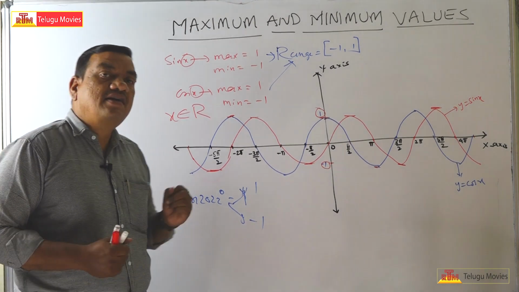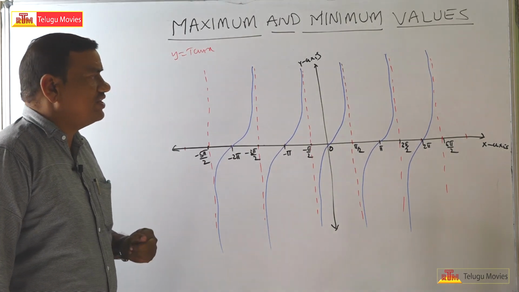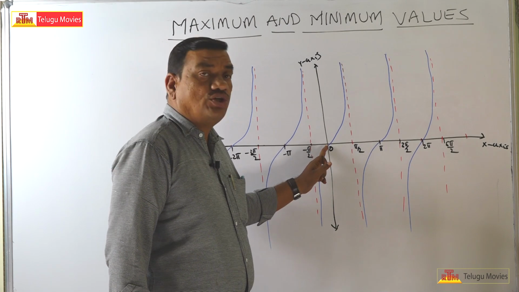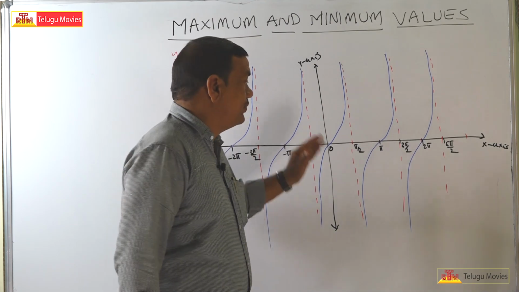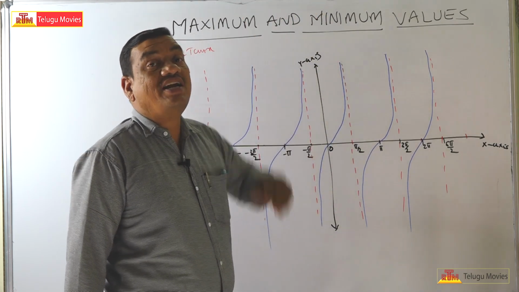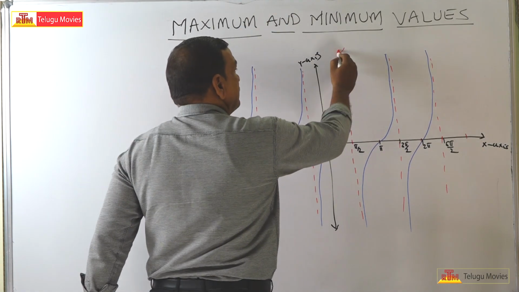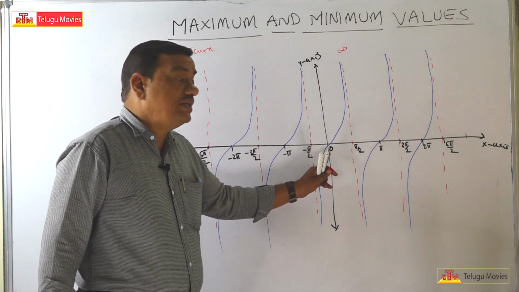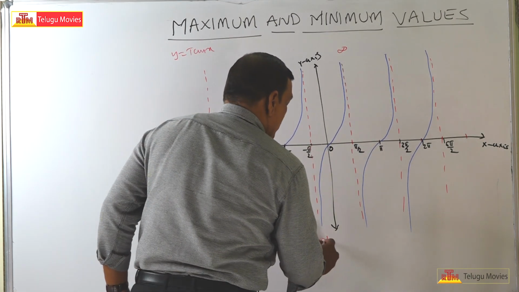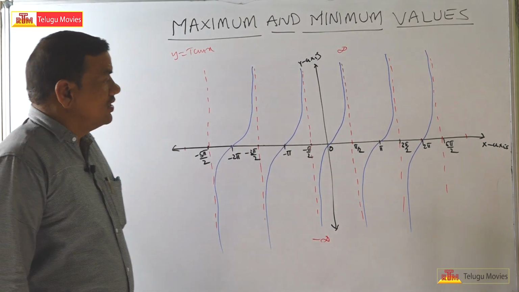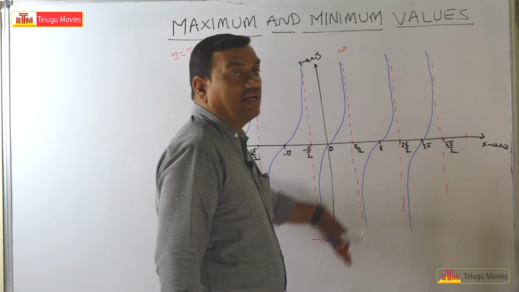So let us see the tan x graph. Welcome to the graph of y is equal to tan x. If you observe the tan x graph, tan 0 is 0. As you move from 0 to pi by 2, the graph increases indefinitely and reaches plus infinity. As x decreases from 0 to minus pi by 2, the value also decreases indefinitely.